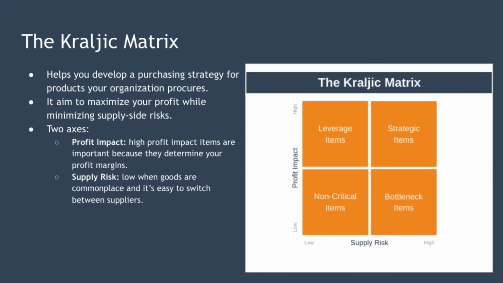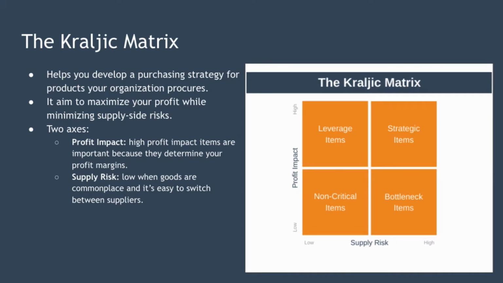Firstly, profit impact. Products you purchase with a high profit impact are important to you because they determine your profit margins or the sale price of your finished product. And these products directly impact your bottom line.